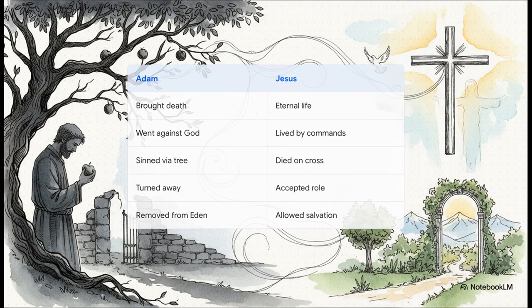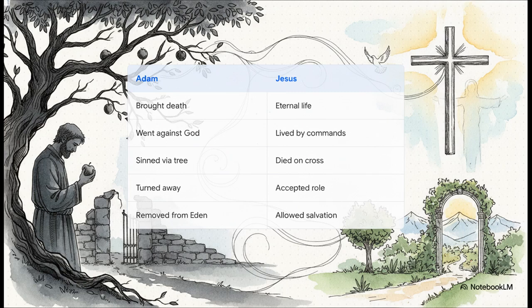Think about it. Adam brought death into the world. Jesus opened up eternal life through death. Adam went against God's commands. Jesus lived perfectly by them. Adam sinned by eating the fruit from the tree. Jesus died for everyone's sin upon the cross, which, by the way, is often symbolically referred to as a tree.